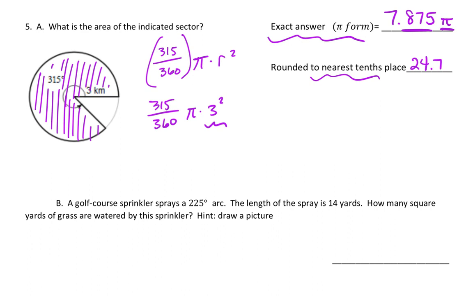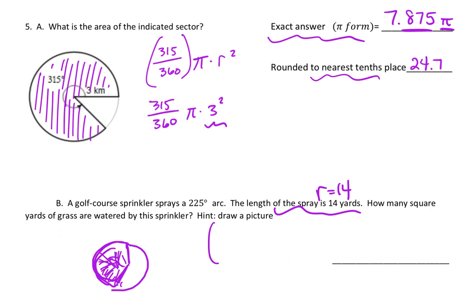Burger King, man. Classy. All right, and then last up for section A, we got a golf course sprinkler making a 225-degree arc. So it's about 225 degrees of the whole circle. The worst drawing ever. The length of the spray, aka the radius, is 14 yards. Even though my picture is awful, I know I want 225 out of 360, and I want to multiply that by pi times 14 squared.